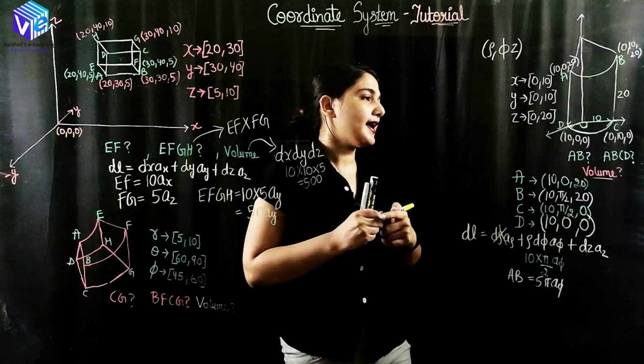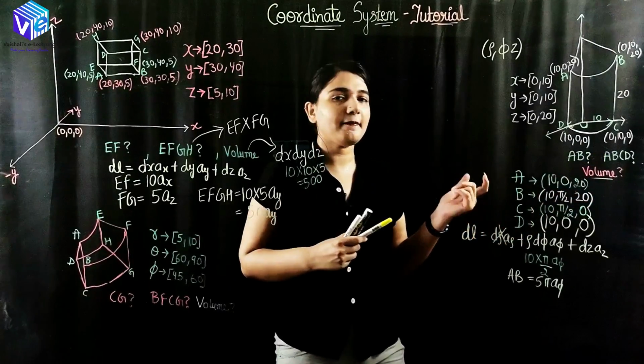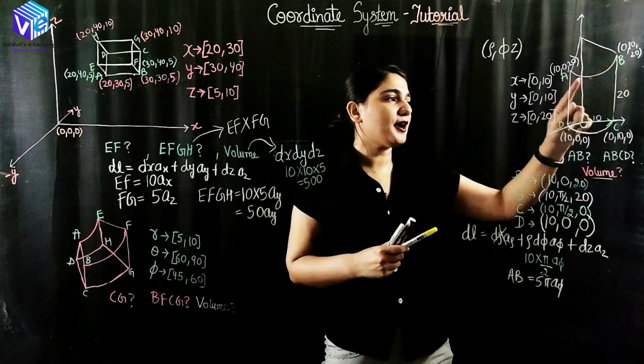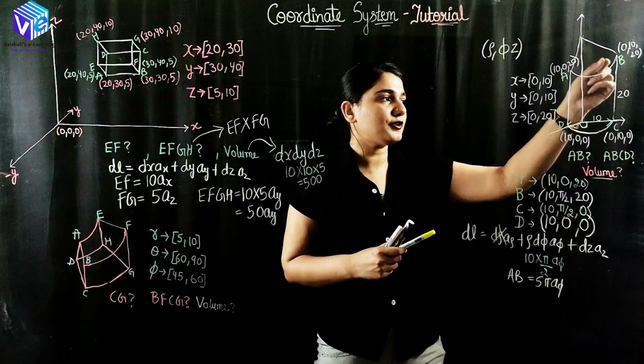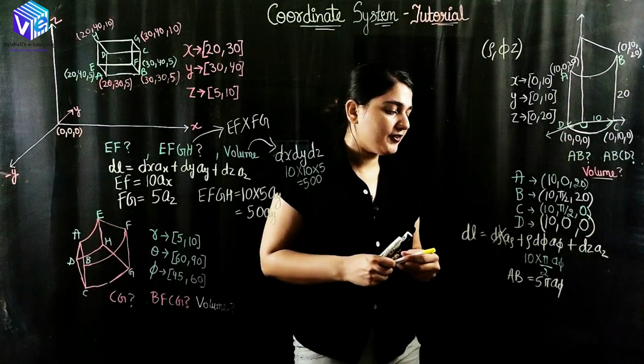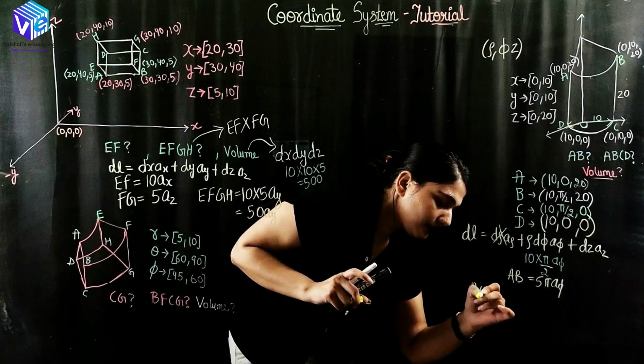Now what do I have to find out? I have to find ABCD. I have found what AB is, and I have found what CD is. So I will just multiply them.